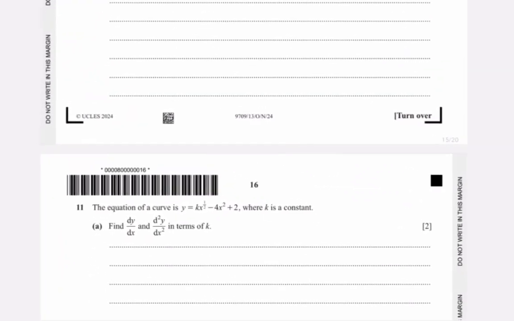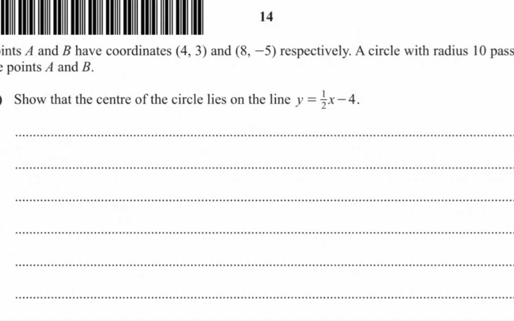We are almost done. It says show that the center of the circle lies on that line. So we're going to try and get the coordinates of the center, then we substitute them into this equation of a line, and if it makes sense for us, then that will be us having shown that the center lies on that line.